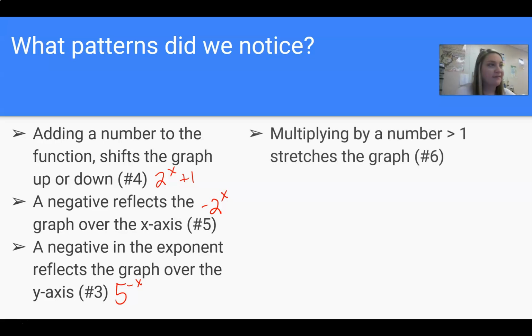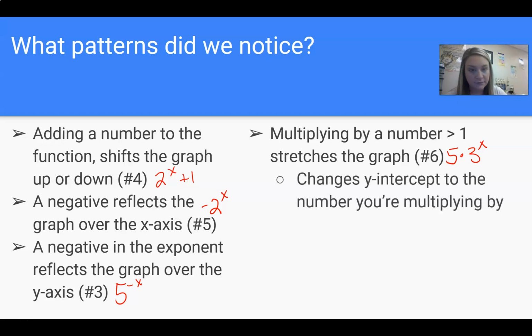All right, graph number 6 showed us that if we multiply by a number, it stretches the graph. Remember, this one jumped up real fast, real quick. This was when we multiplied it by 5. It was 5 times 3x. It jumped up very quickly. So it stretched the exponential graph up. It's also going to change the y-intercept to the number you're multiplying by.